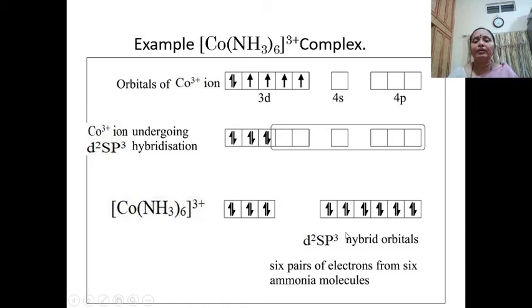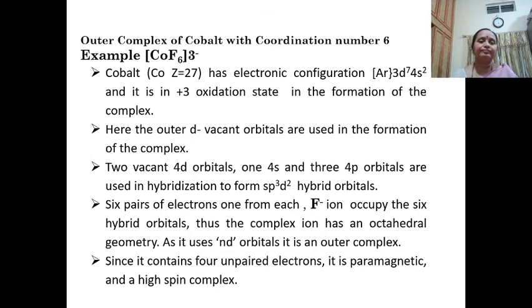and the hybrid orbitals are going to overlap with the 6 pairs of electrons of the ammonia molecules. So it is having no unpaired electrons, it is diamagnetic in nature with a low spin.